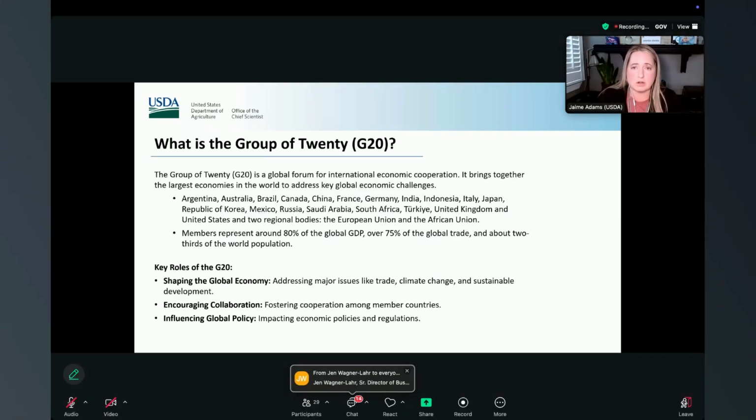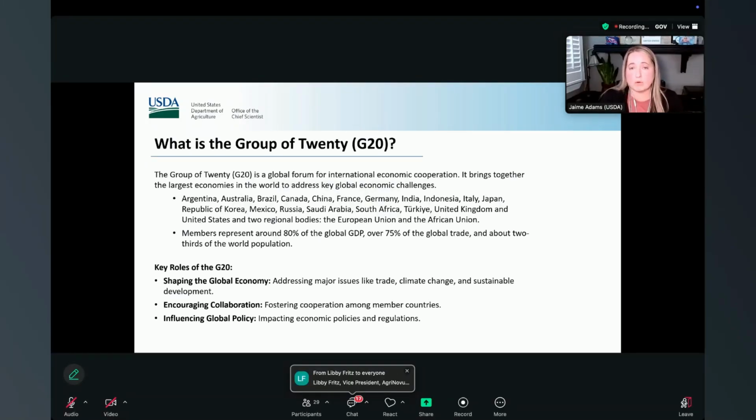So we thought we'd start with some basic information. Apologies for those of you who may already have this background, but it's important to give a little bit of context about what the G20 is and how all the pieces fit together in the lead up to the United States serving as the host of the G20 in 2026.